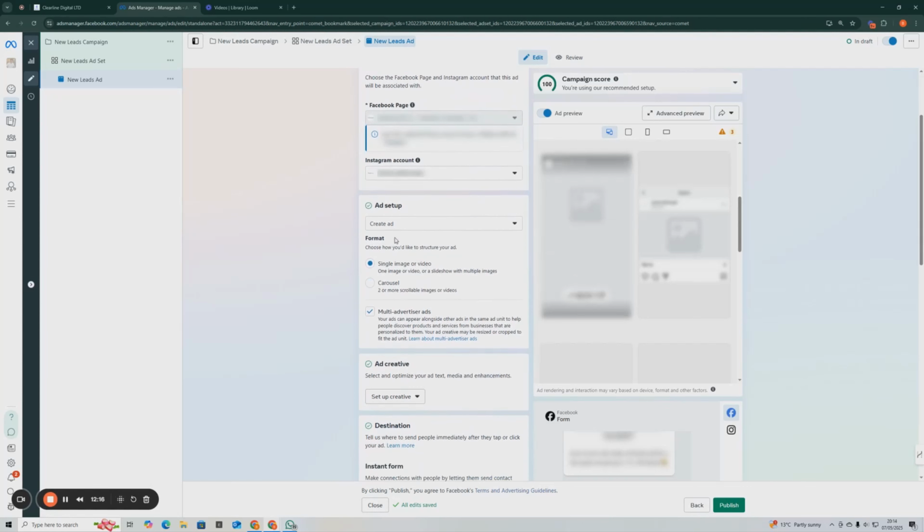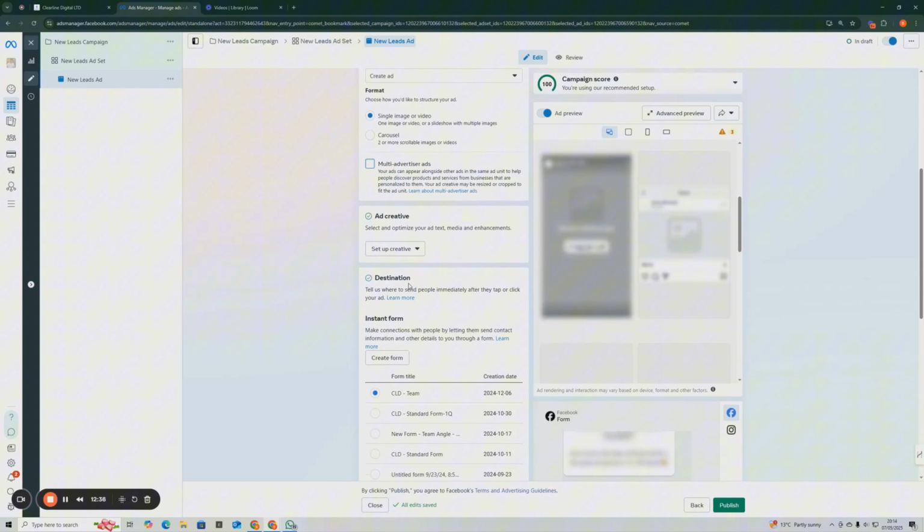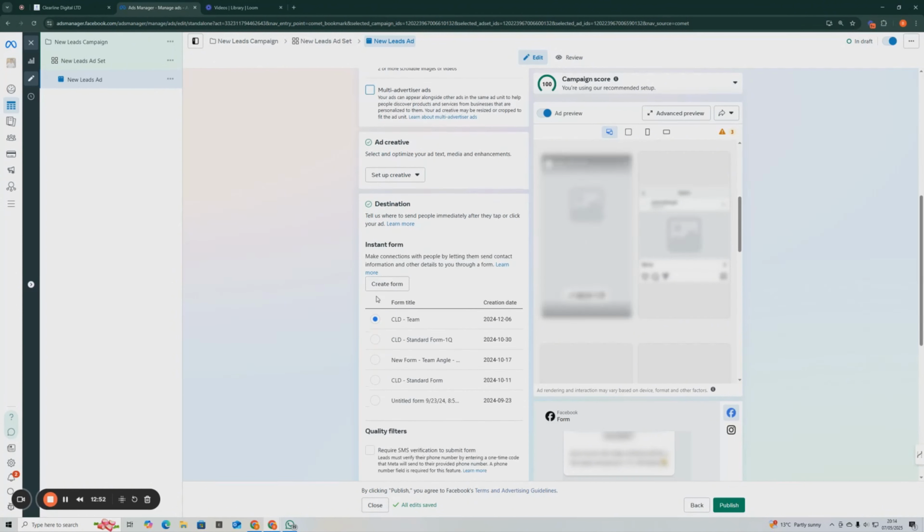We're going to want to create an ad, and we're going to want to structure it so either single image or video or carousel, whatever you're going to want to do. We're going to want to untick multi-advertiser ads because we don't want our ads to appear next to a lot of other businesses. We generally find this provides a lot of low quality traffic, which we don't want. We're going to want to add our primary text, images or headlines in here. I'm going to do another video on that, which will probably be quite a long video to explain a little bit more on what I generally use.